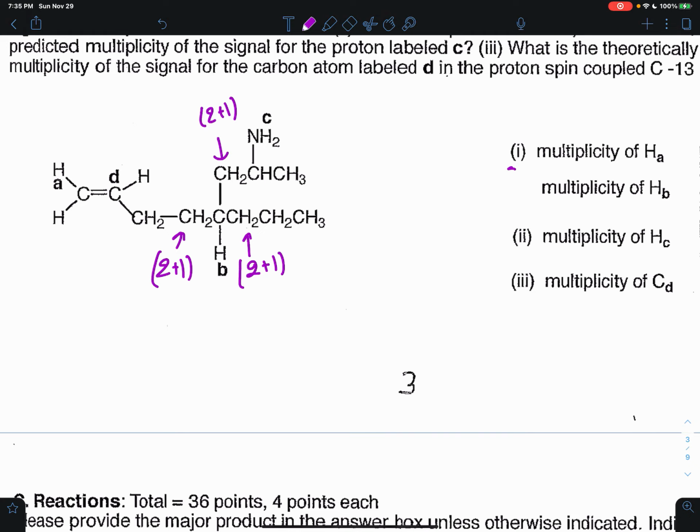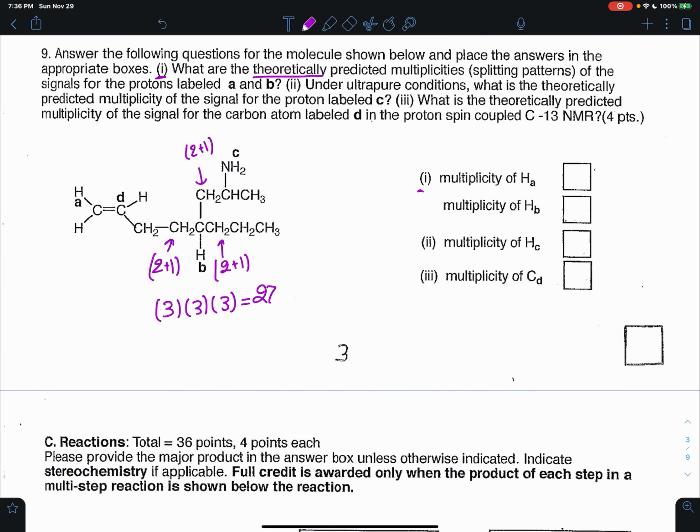So to be able to do all of that, I have to multiply them. So that will be 3 times 3 times 3. So that's 9 times 3, which is 27. So for HB, I can either write 27 or I can put triplet, triplet, triplet, right? I like writing 27 peaks just because it's easier, right? Now let's look at HA.